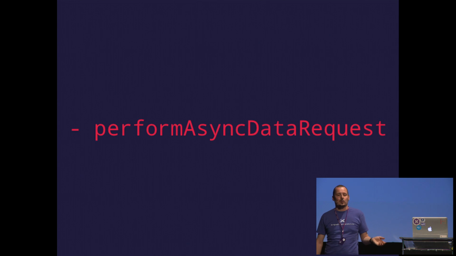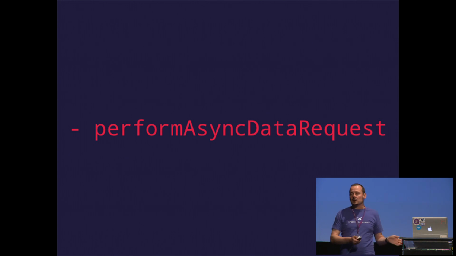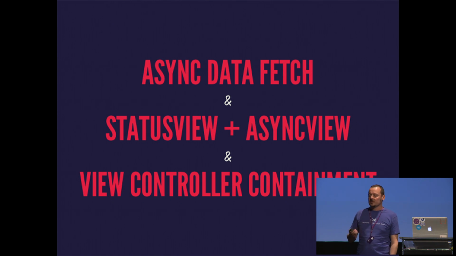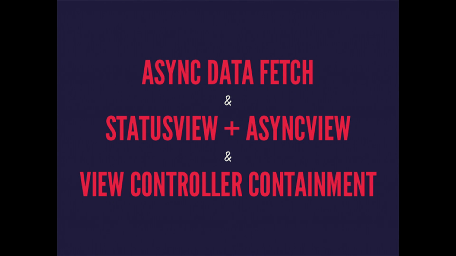If you set data right away, it works. If you wait for a network call to come back, it works. If you use GCD, it works. So this doesn't define how you should do it, but you can do whatever you want. Now, if you have these three together, the async data fetch, the two views, and the view controller containment, you can make a powerful combination with this. So the controller fetches the data it only needs to, doesn't care about the rest. The status view handles the intermediate state while fetching the data or something went wrong.